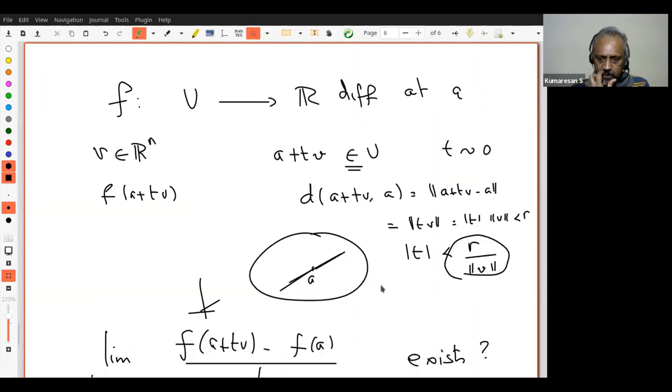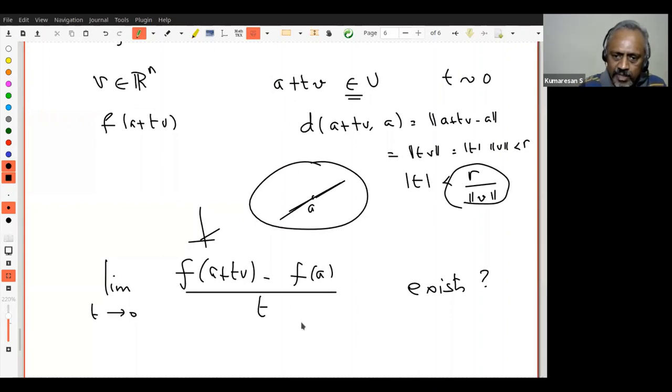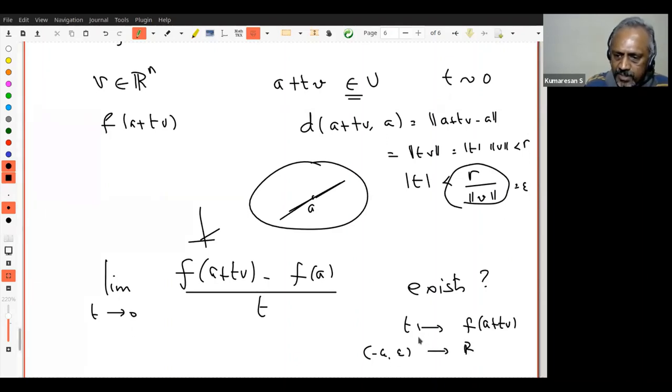So what is my assumption? F is a function from U to R. I assume it's differentiable at a. Then for t sufficiently near 0, in an interval around 0, a plus tv lies in U. Therefore, f of a plus tv is defined. You see that now I have made it a one variable function. The function is t going to f of a plus tv. Call this interval epsilon; it's defined in the interval minus epsilon to plus epsilon to R. This is the function, t going to f of a plus tv.